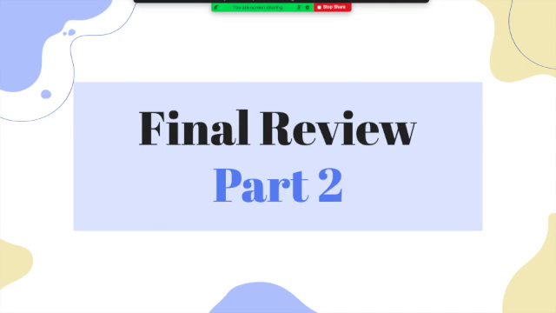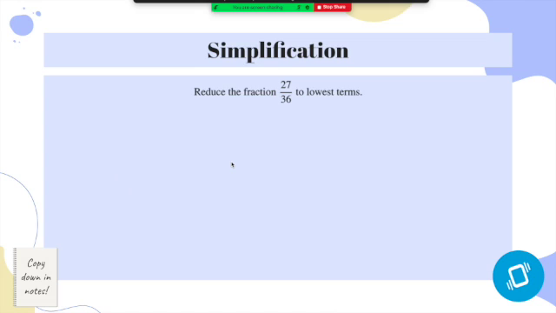Hi guys! So today we're going to be looking at Final Review Part 2. We're going to start off with a bit of simplification. We're asked here to reduce the fraction 27 over 36 to its lowest term. So I'll give you a few minutes to try this out on your own first.